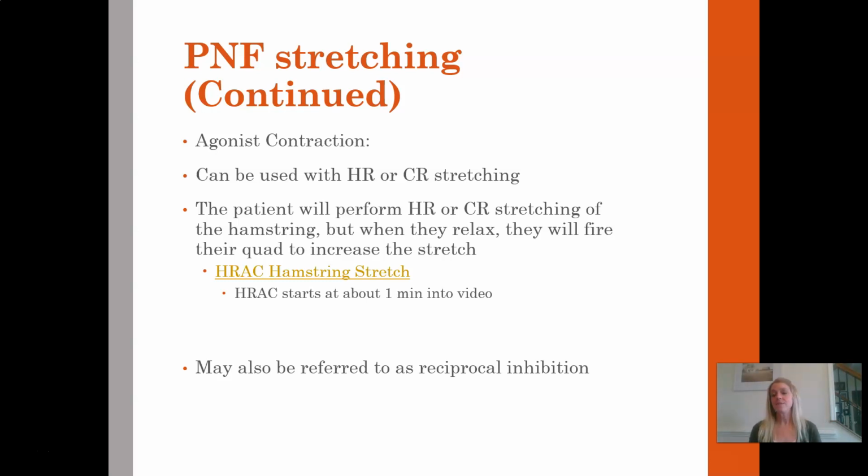So again, this video does, I think, a pretty good job of showing it. The beginning is a little slow, but if you start at about a minute in, he shows you a very good demonstration of what a hold relax agonist contraction stretch will look like. Sometimes this is also referred to as reciprocal inhibition.